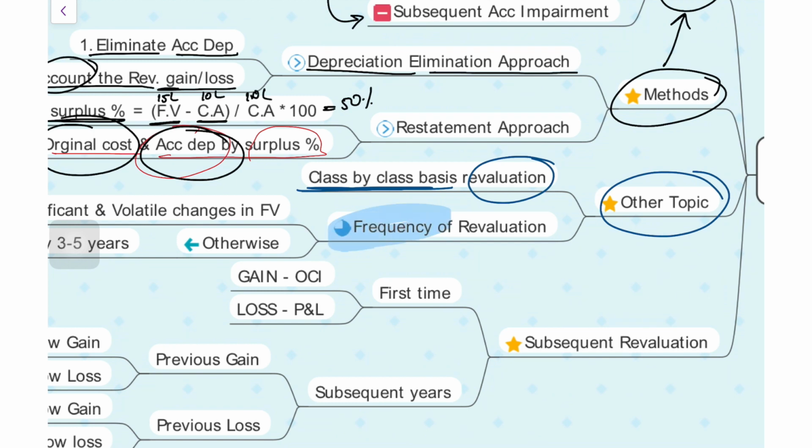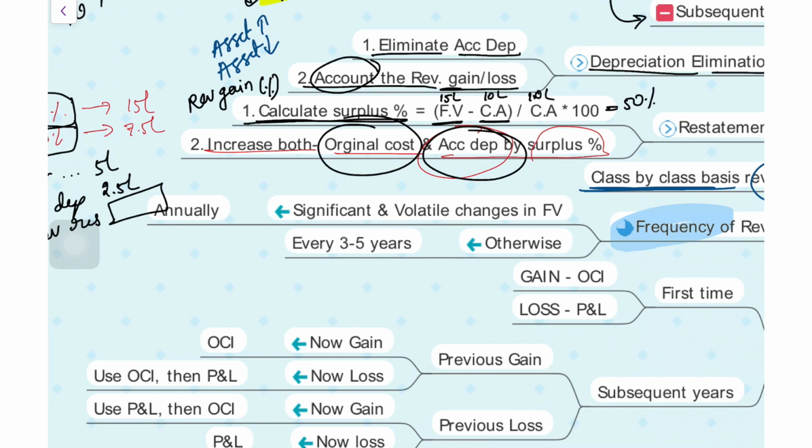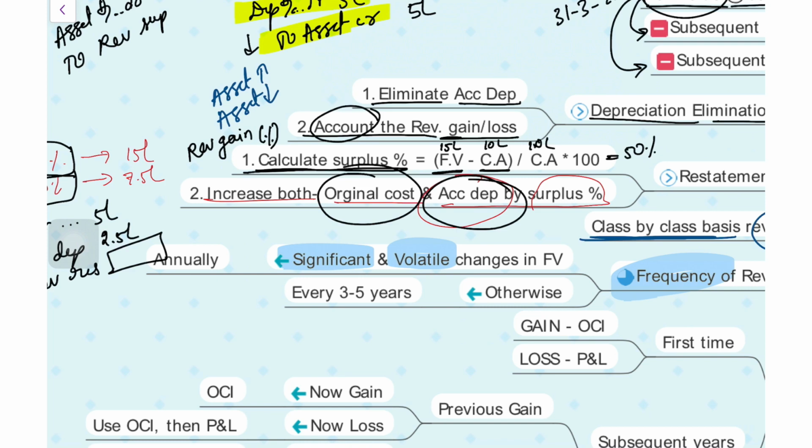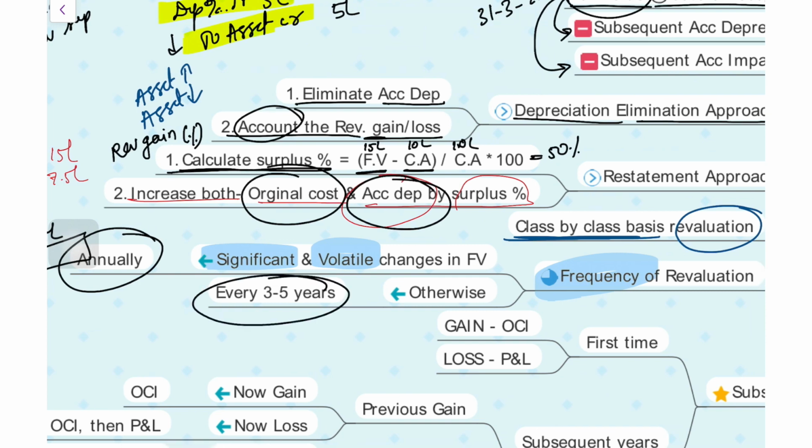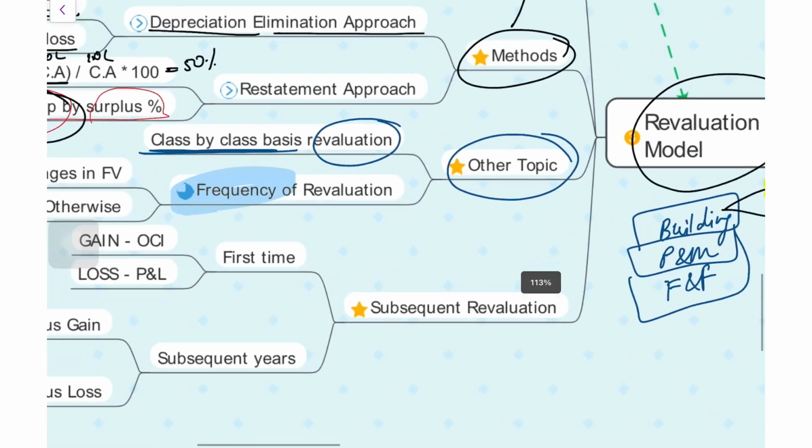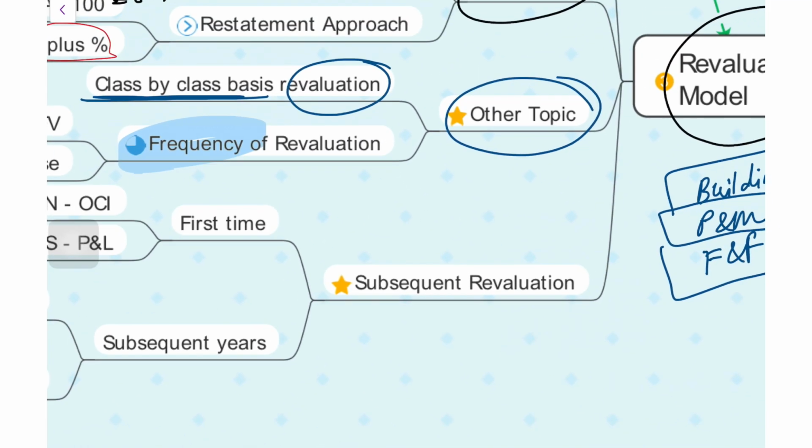Next is what will be the frequency of your revaluation. How frequently should you revalue your asset? Suppose the asset has significant and volatile changes every single year, the fair value of the asset keeps on fluctuating. In that case, if your value is significantly changing every single year, then you have to revalue the assets annually. Okay. But what if it is otherwise, that there are no significant changes as such, there is not much volatility in the value or in the fair value? In such a case you can revalue every 3 to 5 years. Okay, only and only if there are significant and very volatile changes every year in the fair value, then please revalue it annually, or else you can do it every 3 to 5 years. Okay, done. So that was all about that topic.